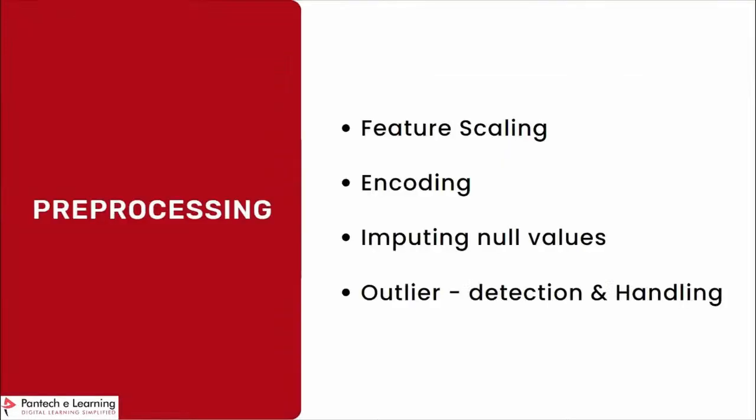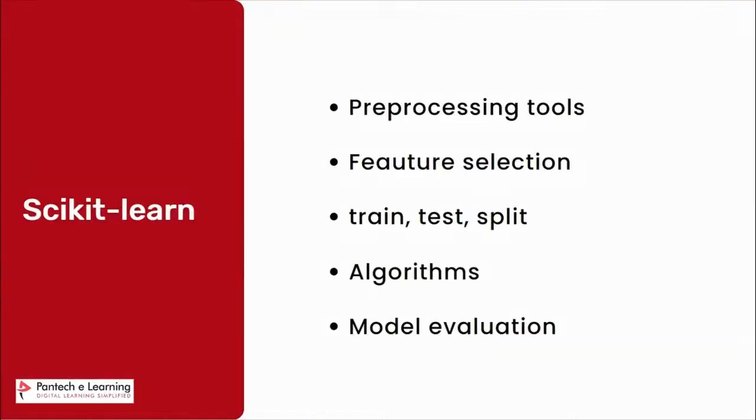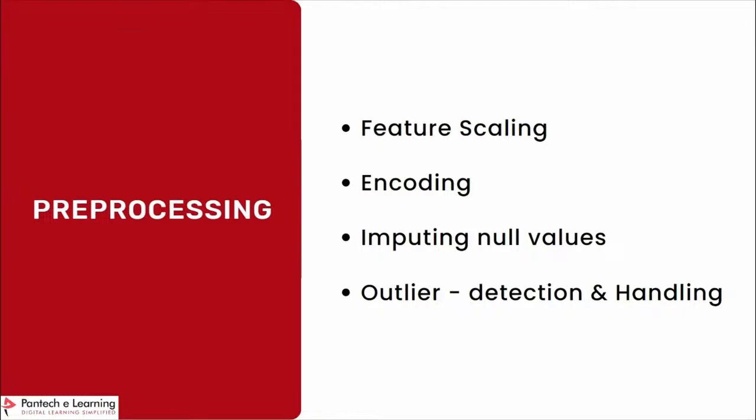So going with the first one, see here, these are all going to be the next few steps which we will be following in the next few sessions. Starting with the preprocessing tools. In preprocessing, we need to consider 4 criteria. One is feature scaling, next one is feature encoding, next one is imputing null values, and next one is outlier detection and outlier handling. Okay, so I'll explain deeply once again.